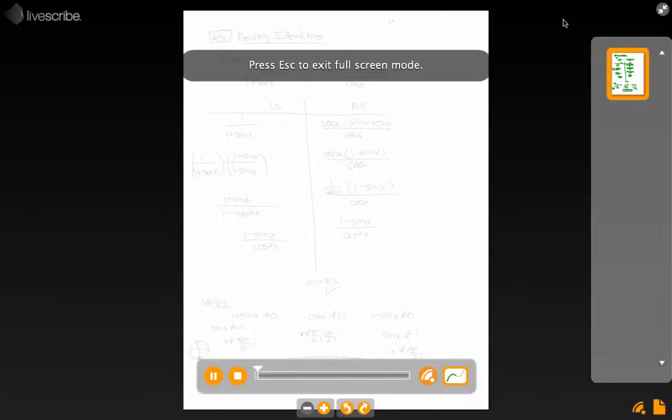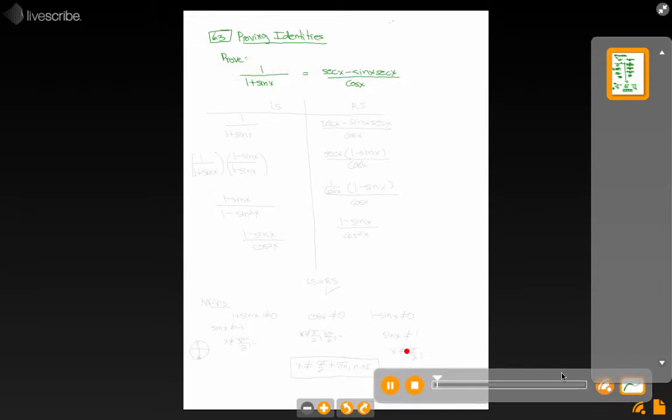This example comes out of section 6.3, proving identity. In this question, we're asked to prove this identity: 1 over 1 plus sine x equals secant x minus sine x secant x over cos x. Looks like a lot to deal with. Let's start with the first things first.